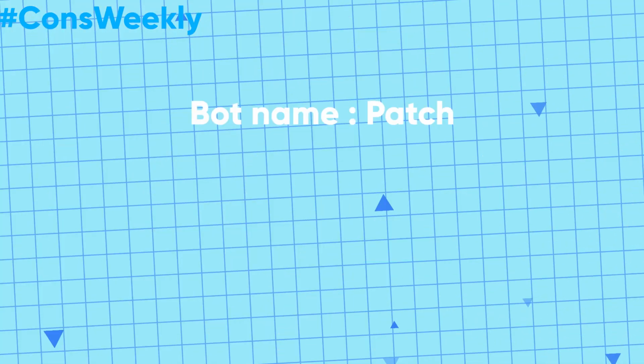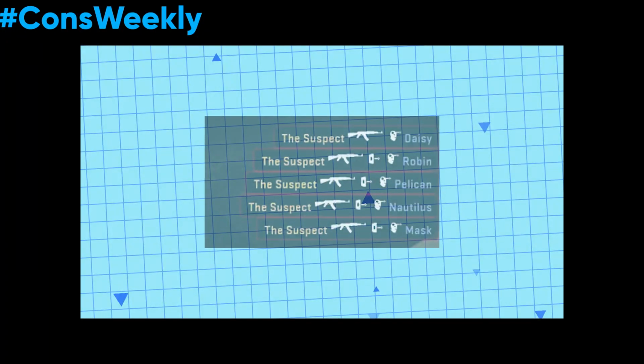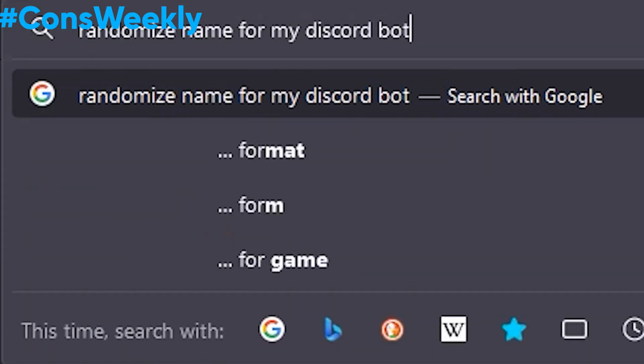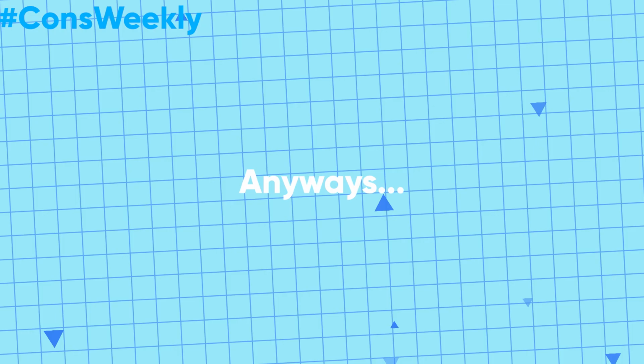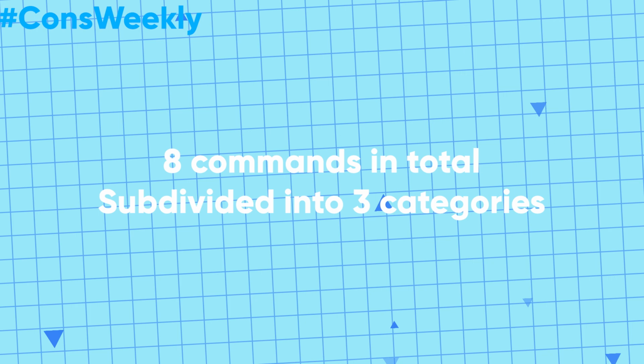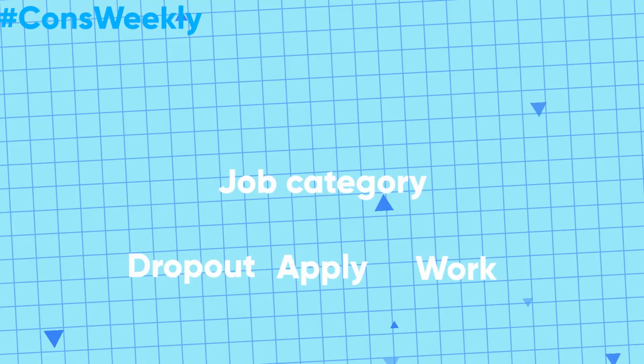So the bot I was talking about is named Patch, like every single video game that Patch exploits. It was actually an AI generated name from a random website I found. Anyways, this is supposed to be an economy bot like Dank Memer or any of those bots. In total, this bot currently has 8 commands, which you can subdivide into 3 categories, which are shop, profile, and job. Starting with the job category, it contains 3 commands, which are dropout, apply, and work.